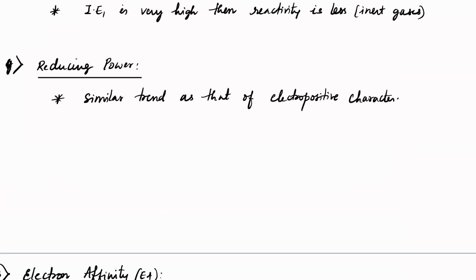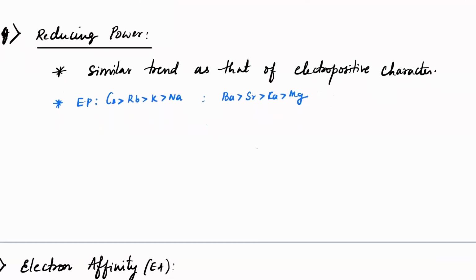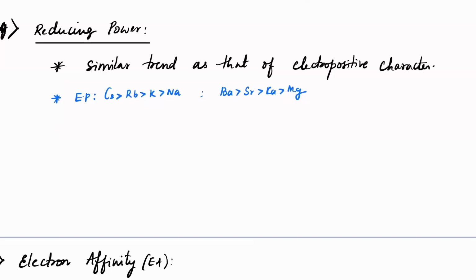Next point is about reducing power. How do we notice the reducing power? A similar trend has been observed in electropositive character. That is, if it comes to electropositive character, I can say cesium, because it has a low ionization, has a more electropositive character as compared to rubidium, potassium and sodium, and so on. Likewise, barium is greater than strontium, than calcium or magnesium. Okay, these are the more electropositive cases. This is the trend of electropositive nature.